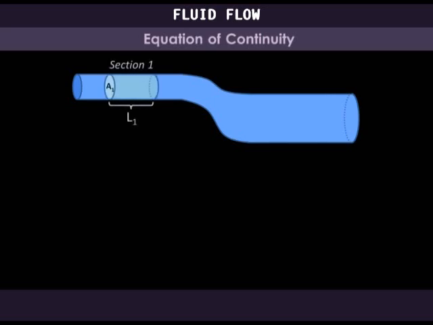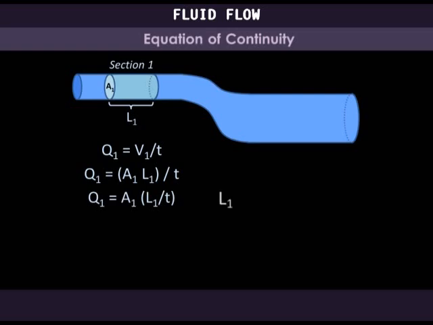Let's take a section of the tube at this point. Cross-section area is A1 and length is L1. So Q1 is equal to V1 over T. We know that volume is equal to cross-section area times height or length. So we have Q1 is equal to A1L1 over T. If you think of this equation as Q1 is equal to A1 times L1 over T, L1 over T is the same as distance over time, which is equal to velocity. Then we shall have Q1 is equal to A1 times V1, where V1 is the velocity of the fluid along section 1. And so, flow rate at section 1 is given as the cross-section area of section 1 times the fluid velocity in this section.